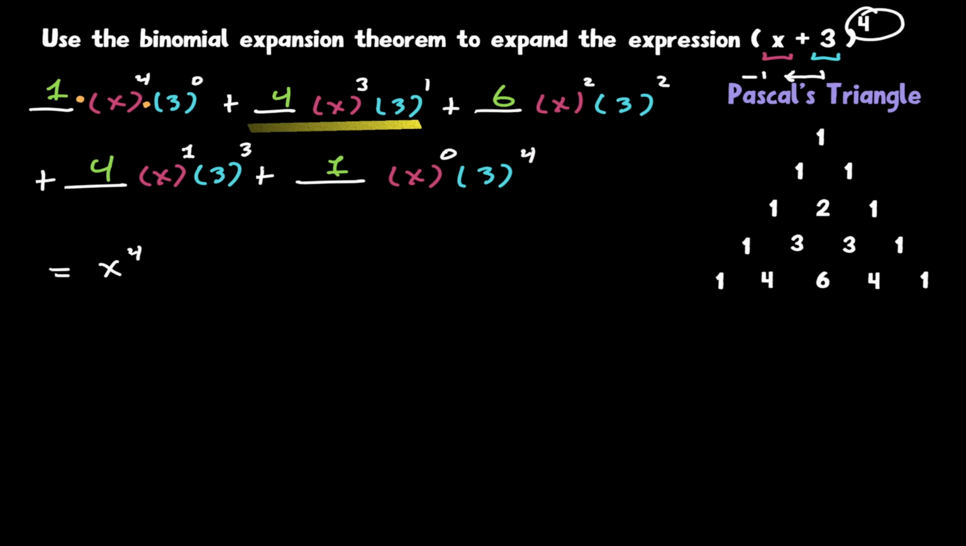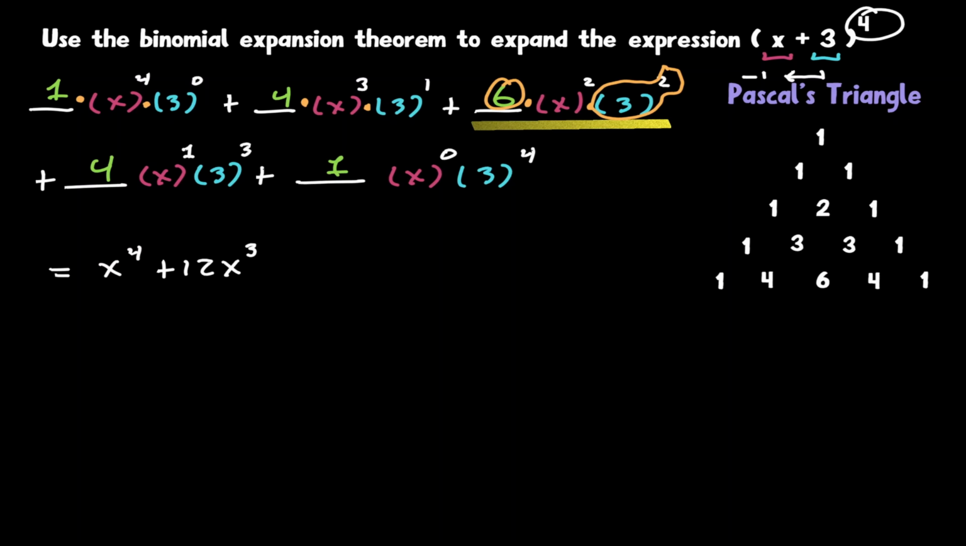Remember that everything is being multiplied. 4 times x to the third times 3 to the first. So this is essentially 3 times 4 times x to the third, which is 12x to the third. Move on to the next one. Everything is being multiplied. 6x to the second times 3 to the second. Well, 3 to the second is 9. And 9 times 6 is 54. So we're going to end up with 54x to the second.